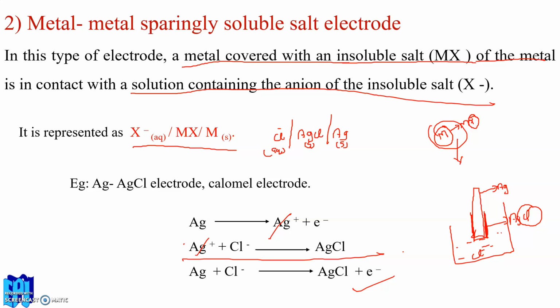Once again, I am explaining. A metal sparingly soluble salt electrode is a metal covered with its own insoluble salt, in contact with a solution containing the anion of the insoluble salt. The representation is X minus bar MX bar M if it is a cathode. If it is an anode, we represent it the exact opposite way, that is M bar MX bar X minus. Two examples are the AgCl electrode and the calomel electrode. We will discuss the calomel electrode in the next days.